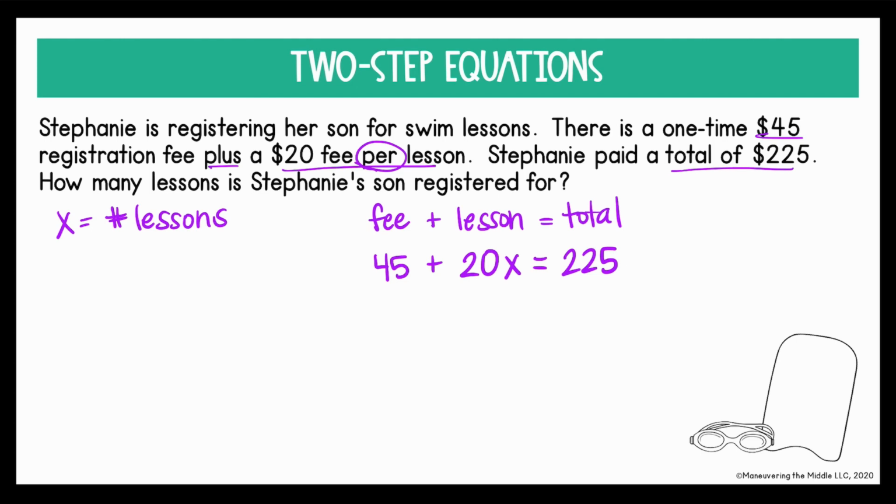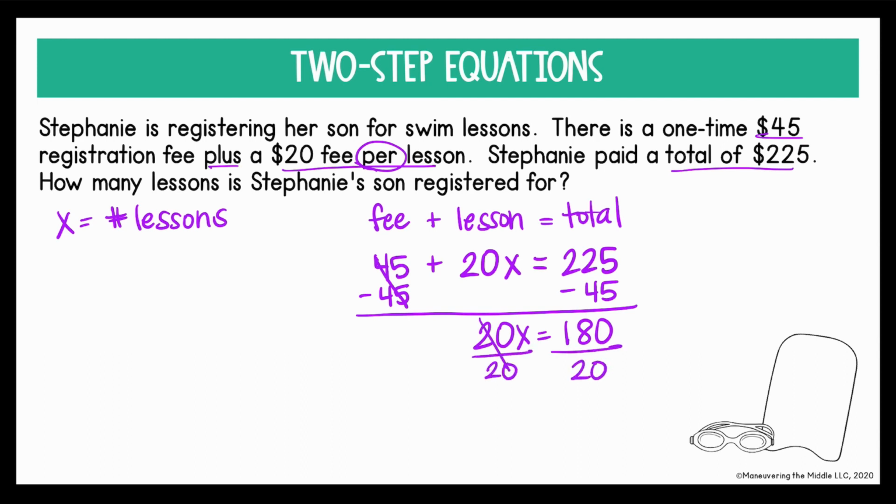So now we're ready to solve the equation to find X, the number of lessons that she paid for. To get X by itself, first subtract 45 from both sides. So now 20X equals 180. 20 is being multiplied by X, so to undo the 20, we will divide by 20. That leaves us with X equals 9 lessons.